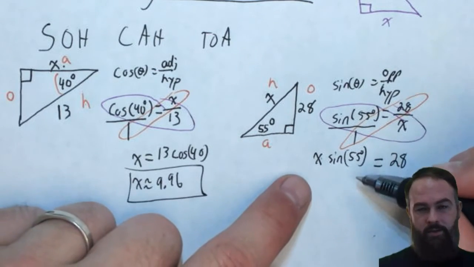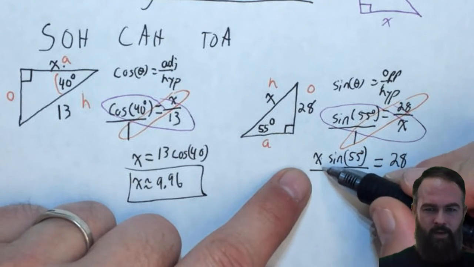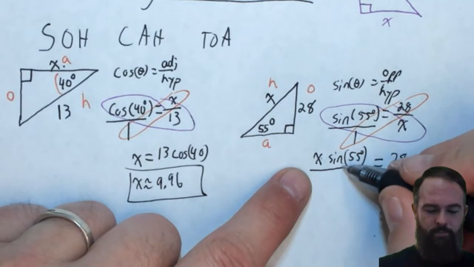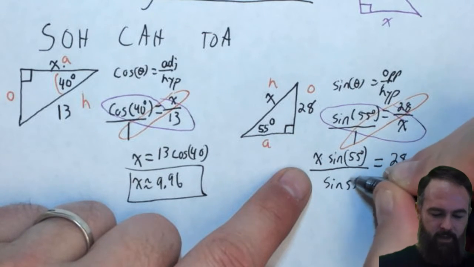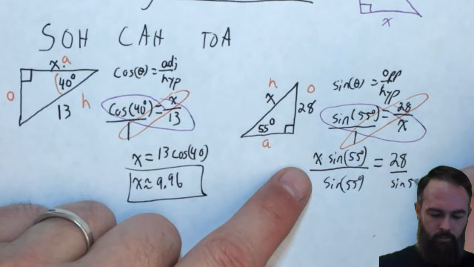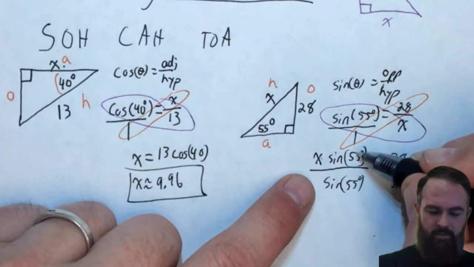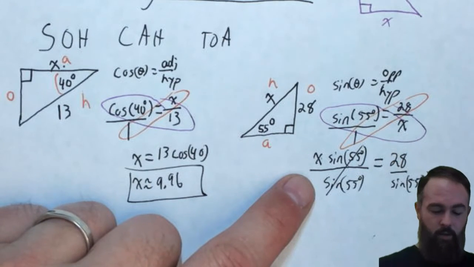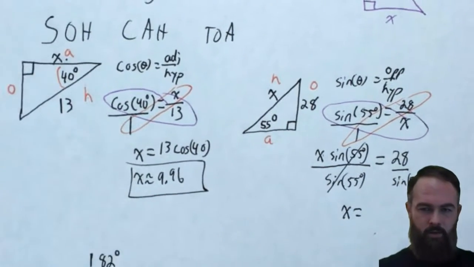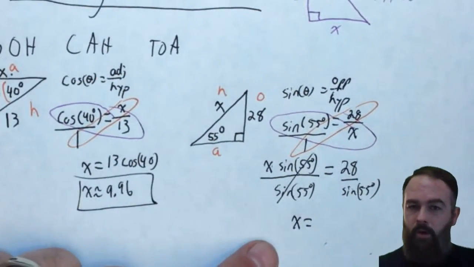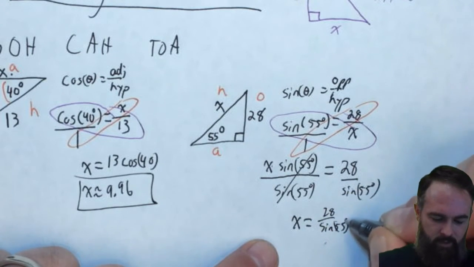Now, I said you can cross multiply and divide. Here's where a divide step comes in. We want to get x by itself, so we're going to divide both sides by this thing, by sine of 55 degrees. Now what happens is sine of 55 and sine of 55, those two are going to divide out or cancel out, leaving me with just x on the left. Over here on the right, sorry, let me get my head out of the way. Over here on the right, I've got 28 divided by sine of 55 degrees.